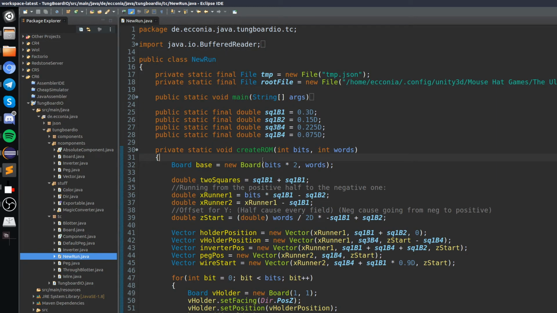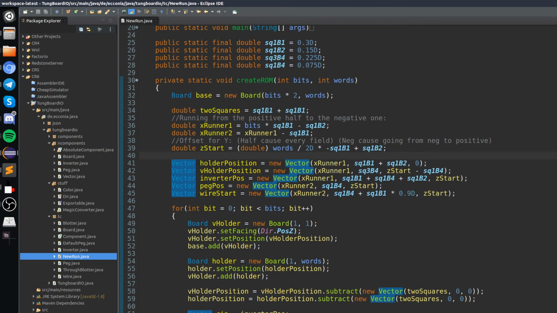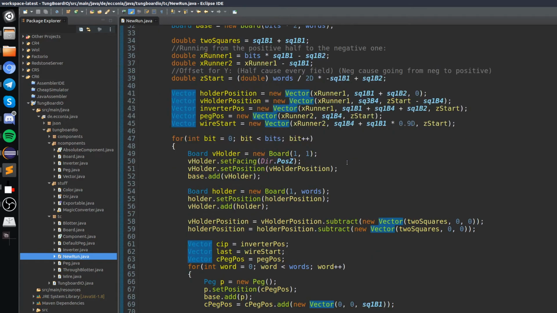So this is where I create the ROM. I have a bit width and I have a word amount. I create a base thing, and I have a lot of vectors and helper variables which do a lot of math. As you can see, I'm using these values everywhere.